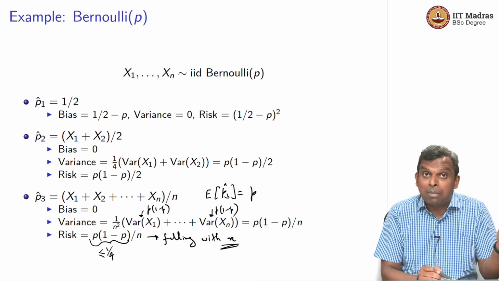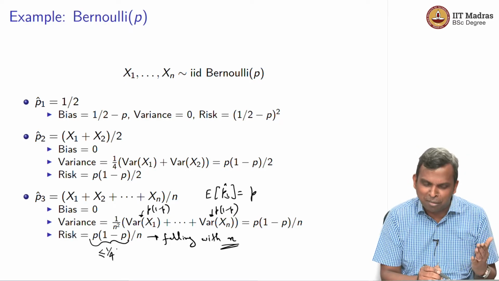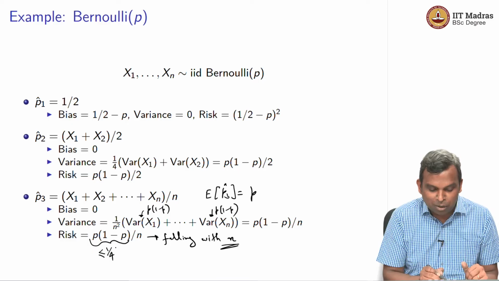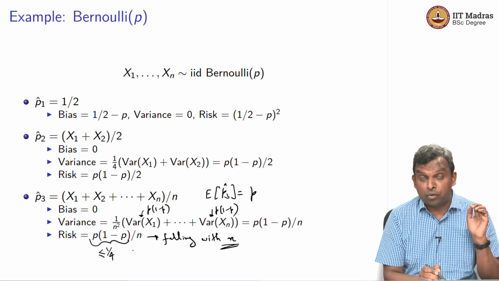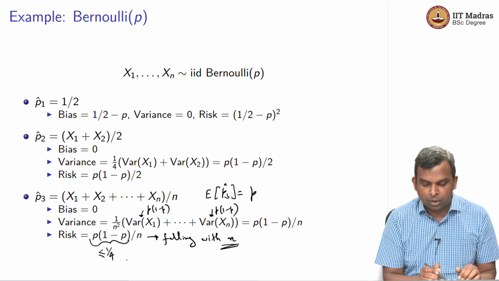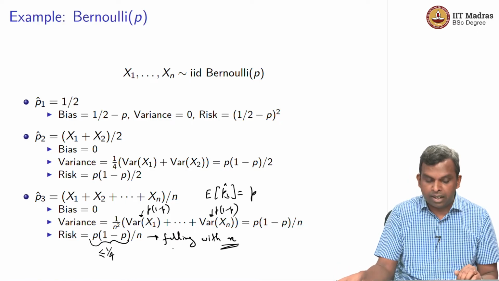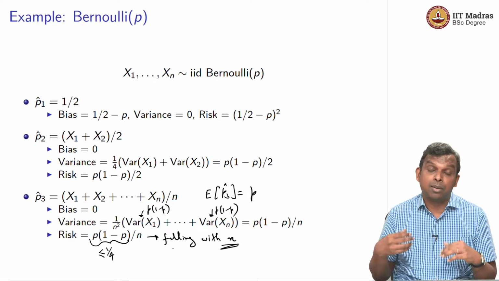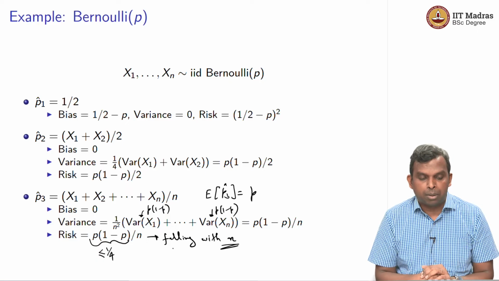So you see why math 1 is useful. All of you keep asking questions about where will I use it, where will I use it? Use it everywhere, okay? So this is less than or equal to 1 by 4. So you see risk is less than or equal to 1 by 4n, so it keeps falling with n. As n increases, the risk keeps falling, okay? So that's a nice thing to see. So 3 different estimators and 3 different risks, and one risk seems to be falling with n, and that's a good quantity to keep in mind, okay?